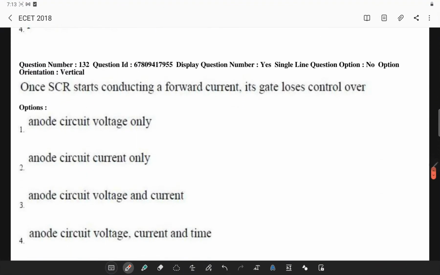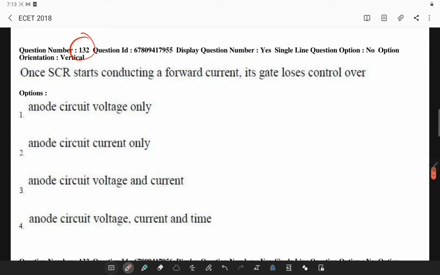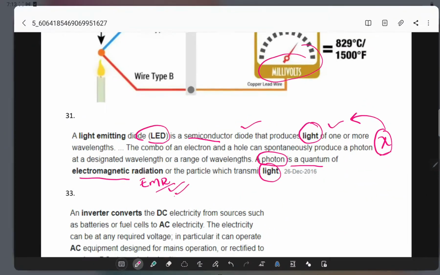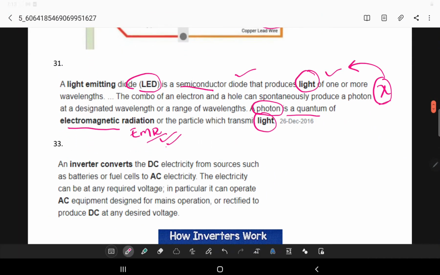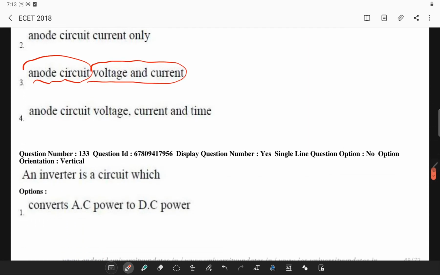Next, this is related to power electronics. Once an SCR starts conducting forward current, its gate loses control over, see the options. Among the options, it is none other but when the anode circuit voltage and voltage current. So this is more or less a factual question.